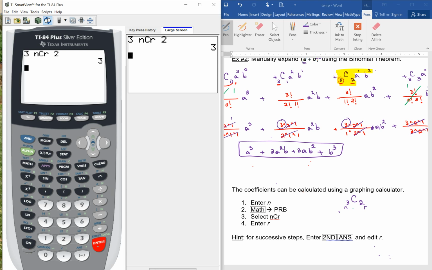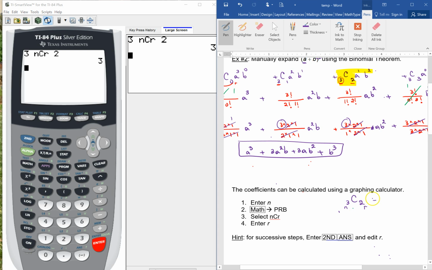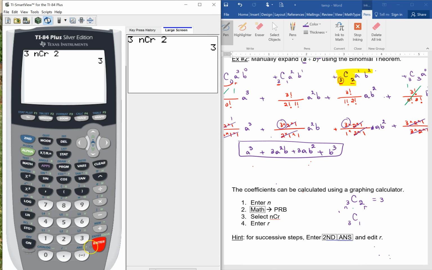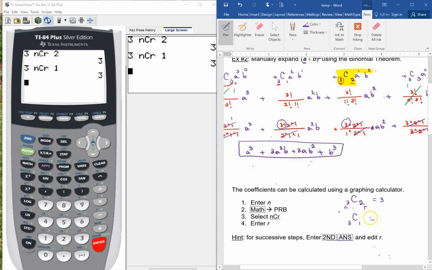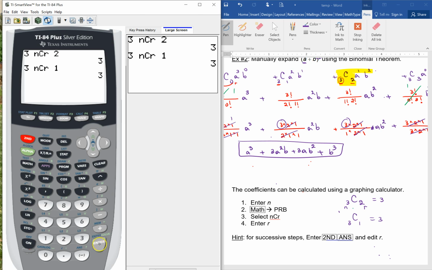Right? Now, suppose right after that I wanted to do 3 and 1, right? I don't type the whole thing over. I say second, answer. I go over here, and I edit into a 1, 3. Okay? And like that, you could put any number. You could do 0, second, enter. Okay? We're good? So that's how we do it with the calculator.